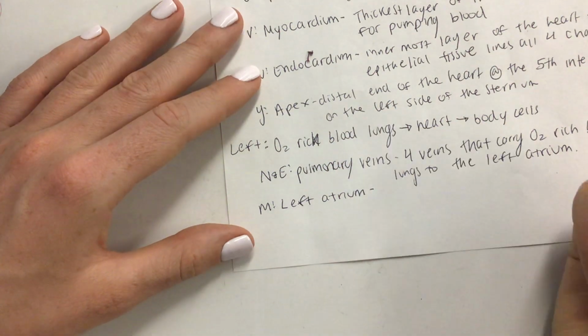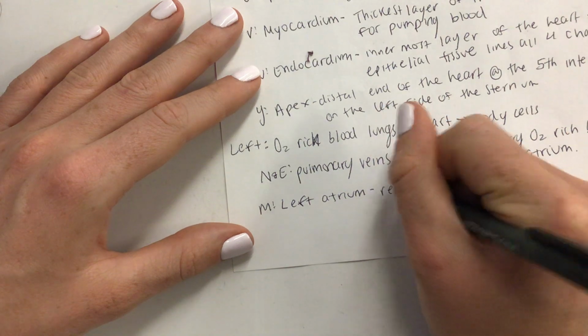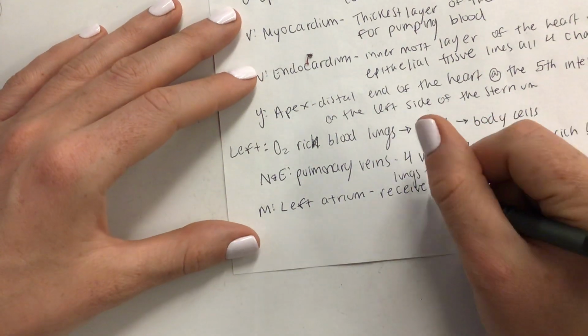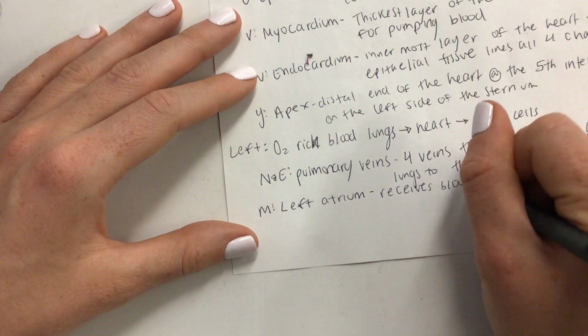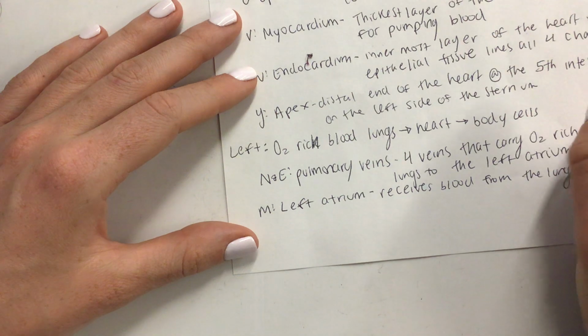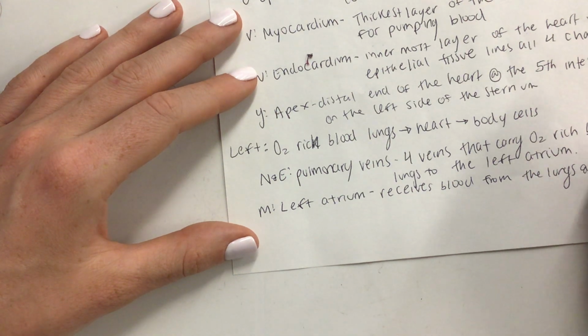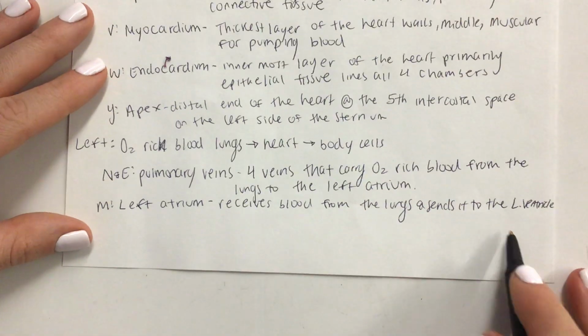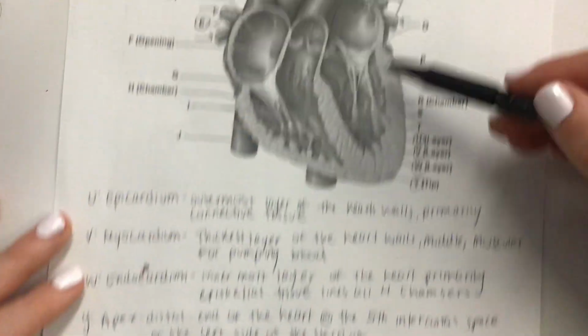And the left atrium is a chamber of the heart that receives, I before E except after C, that receives blood from the lungs and sends it to the left ventricle. So I just wrote L ventricle. Sends it to the left ventricle, this chamber down here.